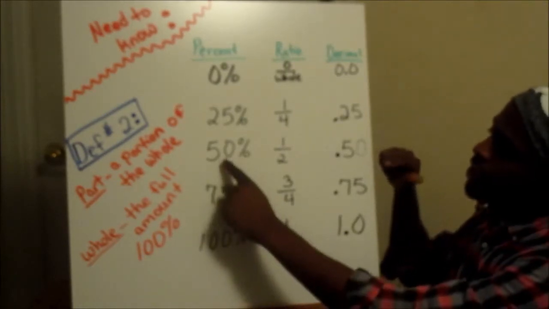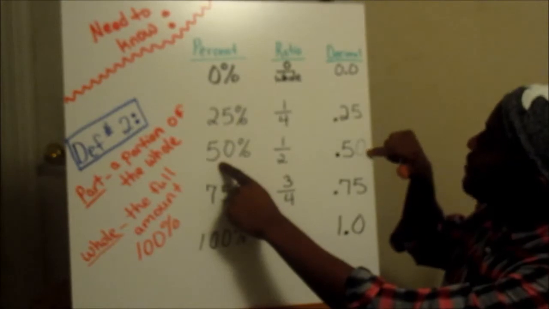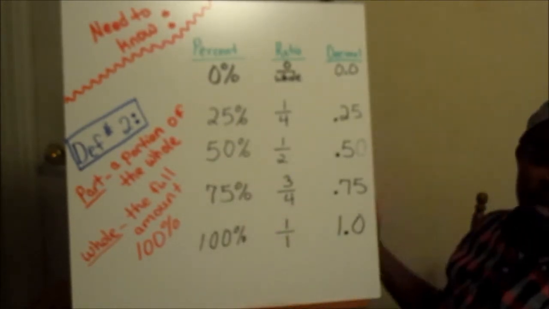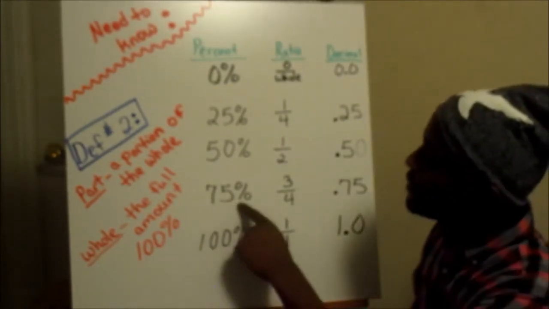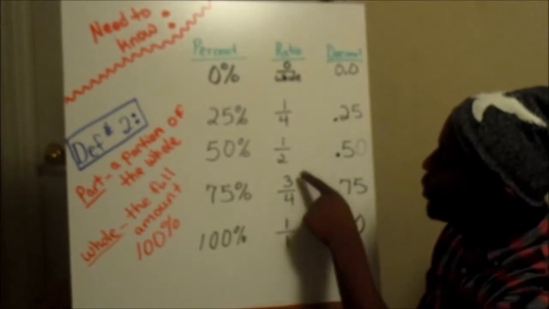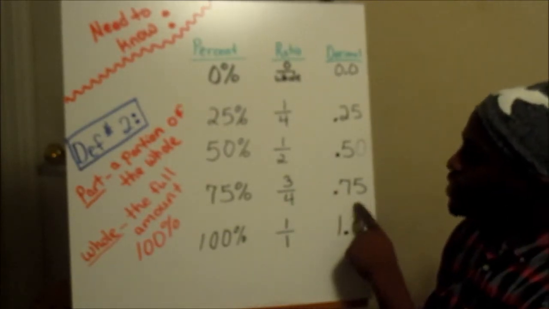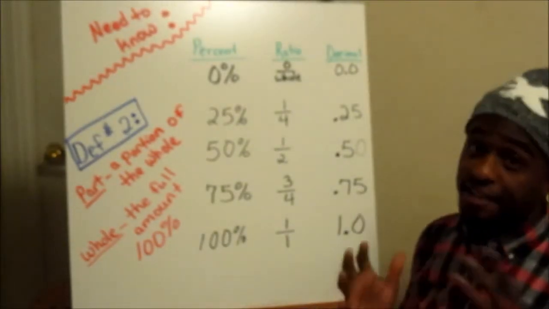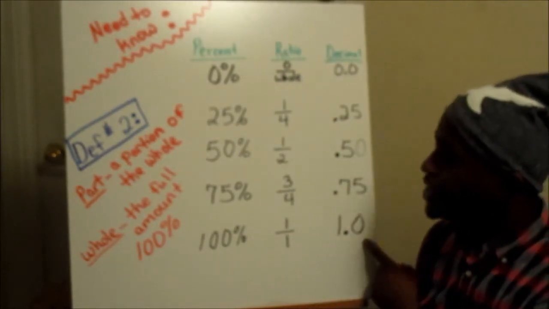And if you look at the decimal and compare it to the percent, we have an invisible 0 here, but when we do decimals, we just drop off that 0. So it'll just be 5/10. 75% is the same thing as 3/4 or 3 out of 4, which is the same thing as 75 hundredths. And then of course 100%, that's everything. So 1 out of 1, which is 1.0.